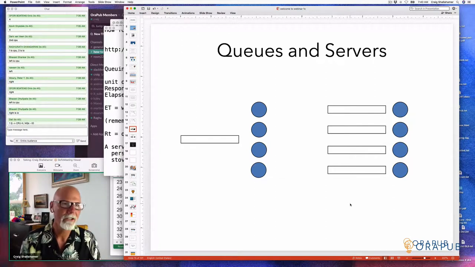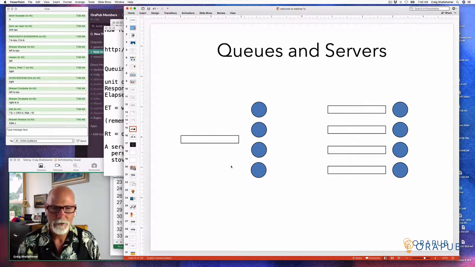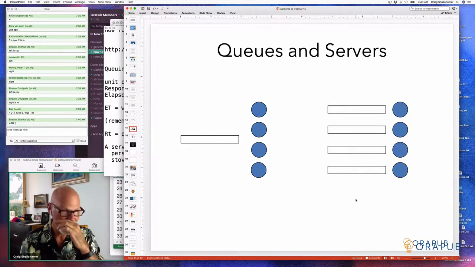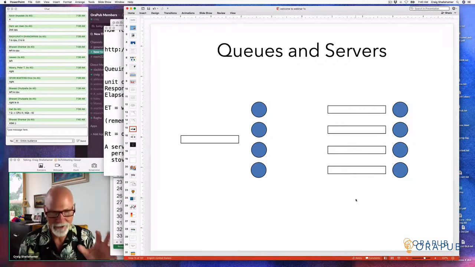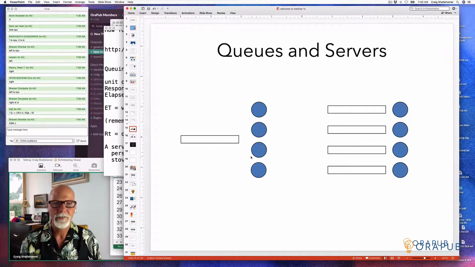Okay, so we don't want to get too much into that, but you need to understand this is the number of servers and this is the number of queues. ASM or Veritas, and there were a number of folks that did that. Now, it's super tricky to balance that out.